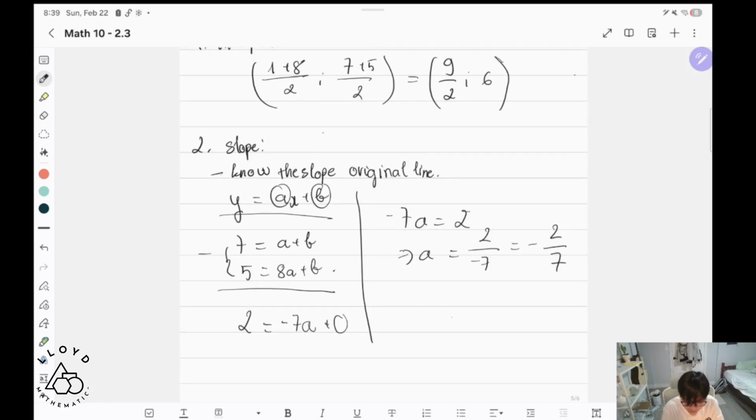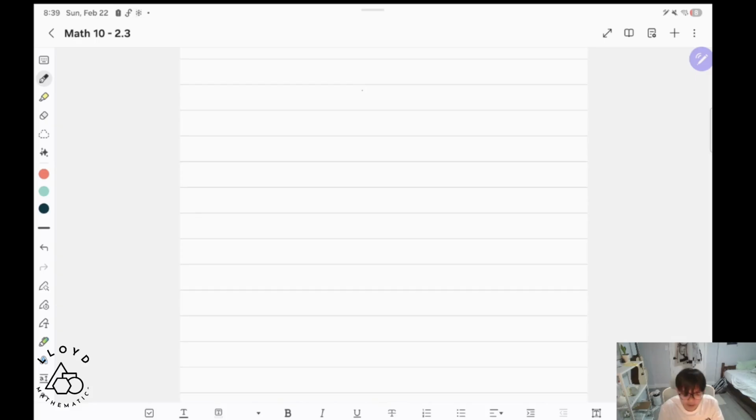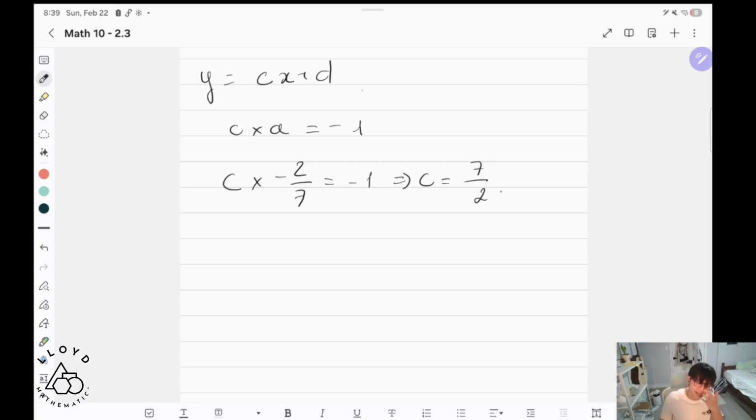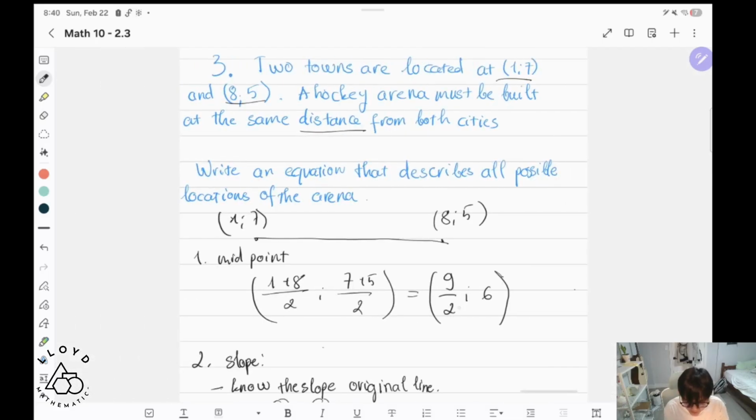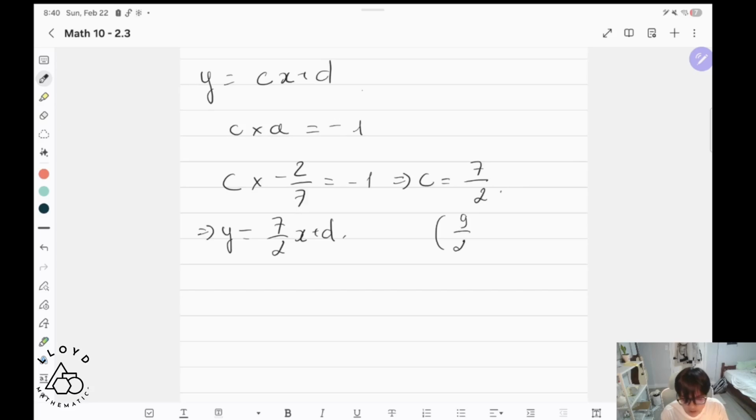Let me call another one. The line that we need to find is y equals cx plus d. Right now, c multiplied by a needs to be minus 1. So c multiplied by minus 2 over 7 is minus 1. Therefore, c is 7 over 2. So the line we have is y equals 7 over 2 x plus d. Now we need to find d, which is an unknown number. It needs to pass through the midpoint that we found, which is (9 over 2, 6).